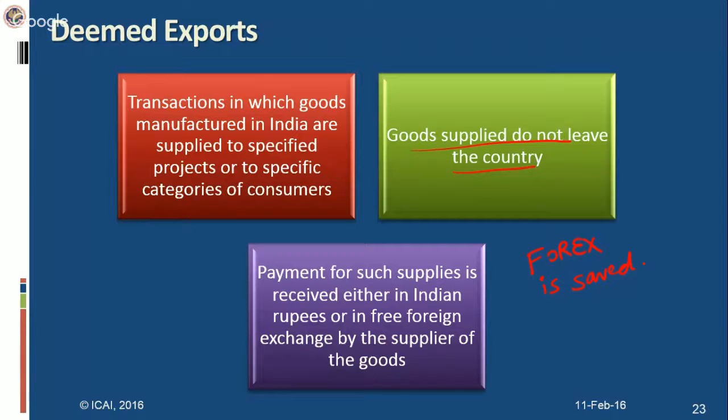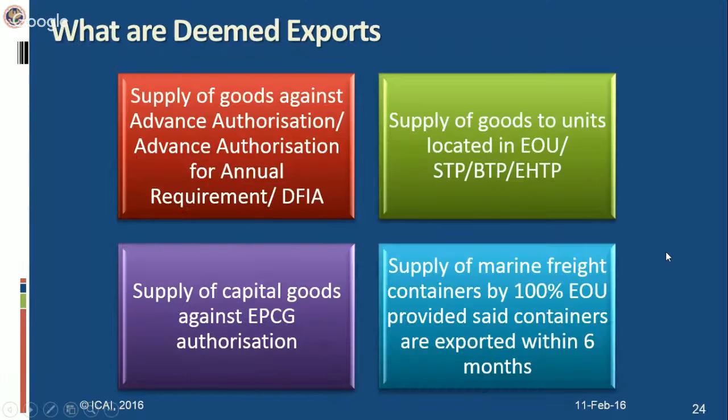The main reason for giving this benefit is that a lot of foreign exchange is saved when we procure the goods domestically from domestic suppliers. Now, what are deemed exports? What type of supplies do we consider as deemed exports?